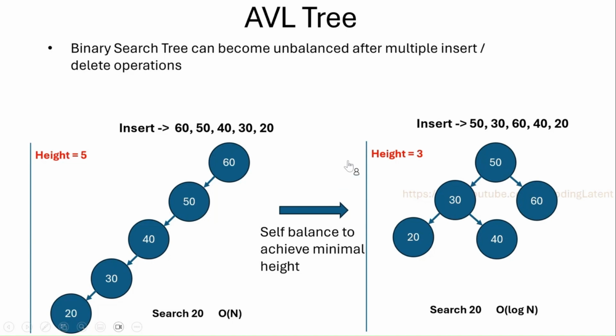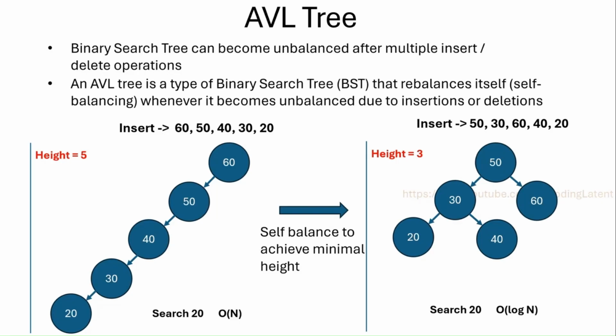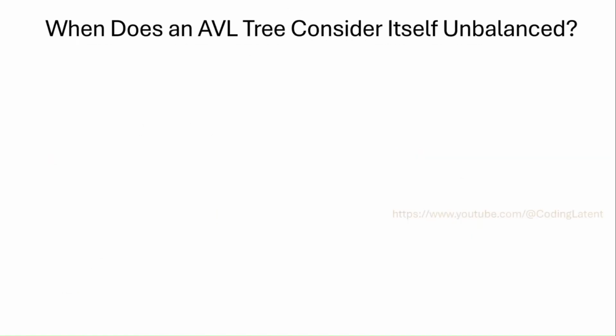There are different balanced trees, and the AVL tree is one of them. The AVL tree is a type of binary search tree that rebalances itself, or basically does self-balancing, whenever it becomes unbalanced due to insertions or deletions. Now, each type of balanced tree has a way to define whether it became unbalanced. So when does an AVL tree consider itself unbalanced?